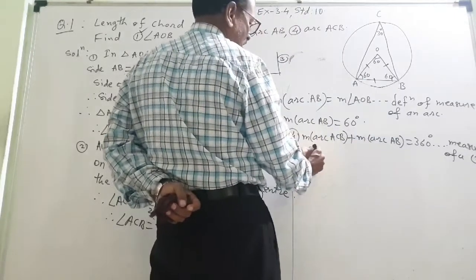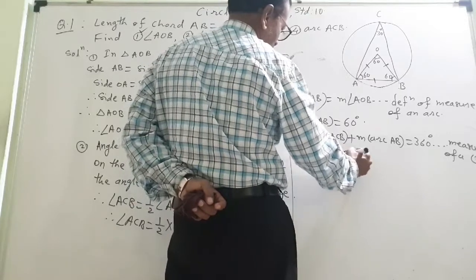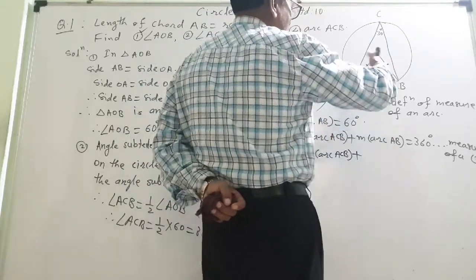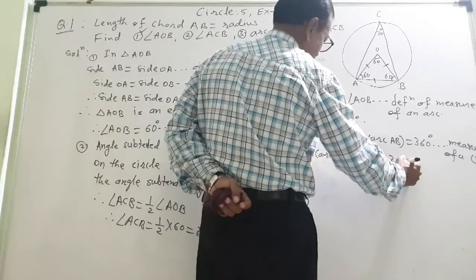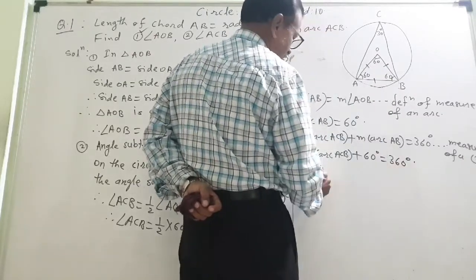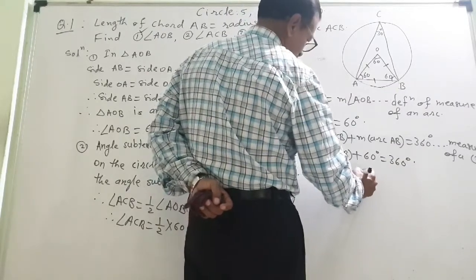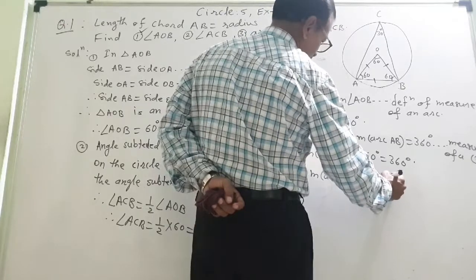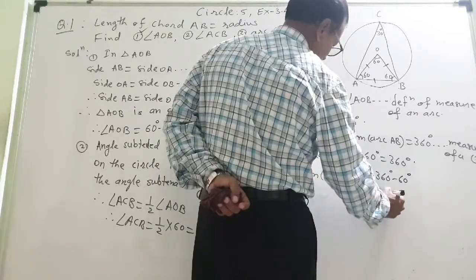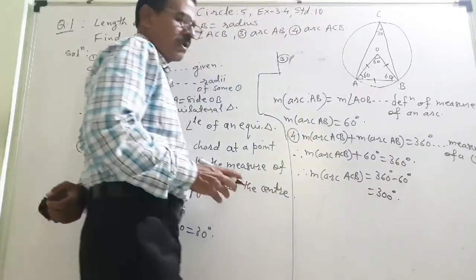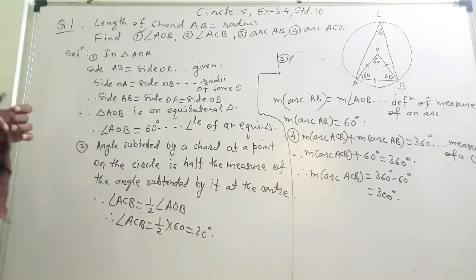Therefore, measure of arc ACB plus measure of arc AB is how much? This is 60 degrees, as we have just seen, is equal to 360 degrees. Therefore, measure of arc ACB is equal to 360 degrees minus 60 degrees, and that is equal to 300 degrees. You write the answers properly. All these are the answers for question number 1.